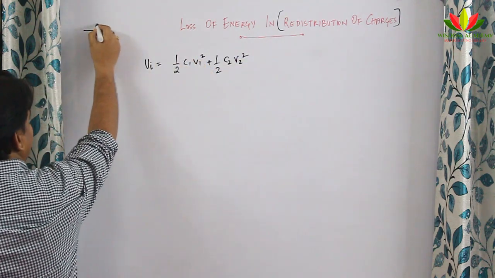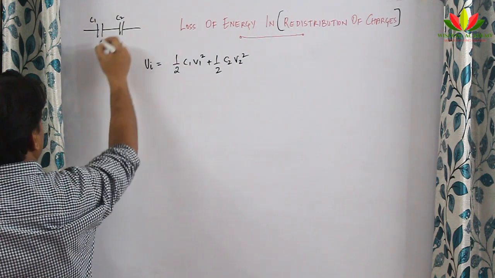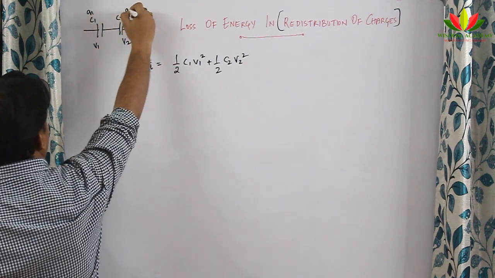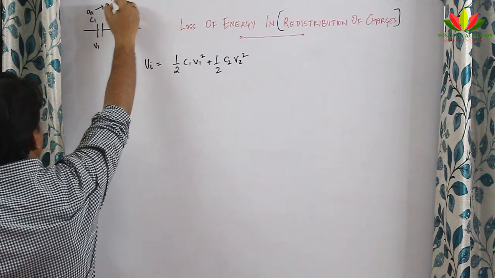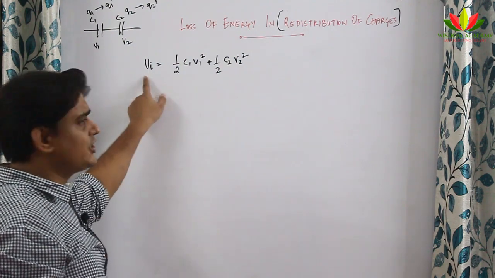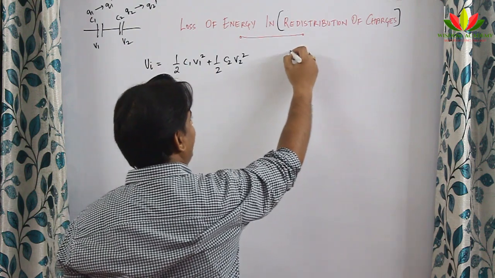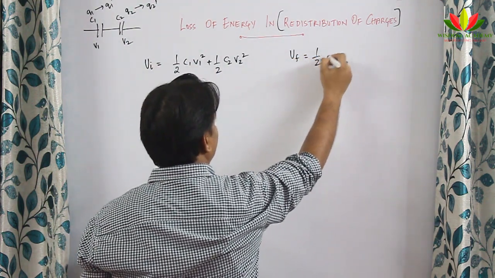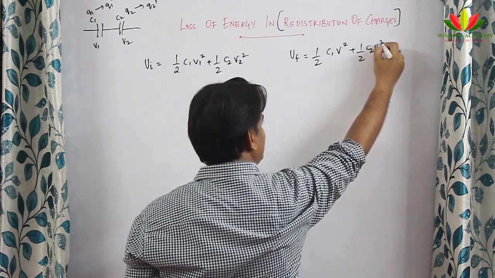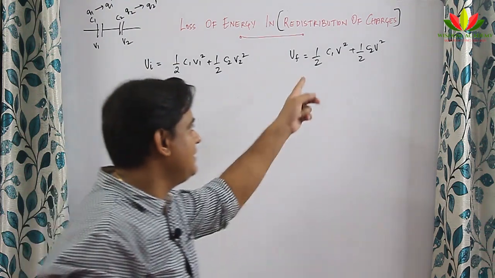I hope you remember the diagram. The diagram is something like this, where I have here C1, here C2, they were at different voltage V1, V2, and initially it was having Q1 and Q2 charge, which became Q1 dash and Q2 dash. So now initial energy was half C1 V1 square plus half C2 V2 square, and what was the final energy? That was half C1 V square plus half C2 V square, because after the redistribution of charge it had a common potential. That's why I have written V V here.